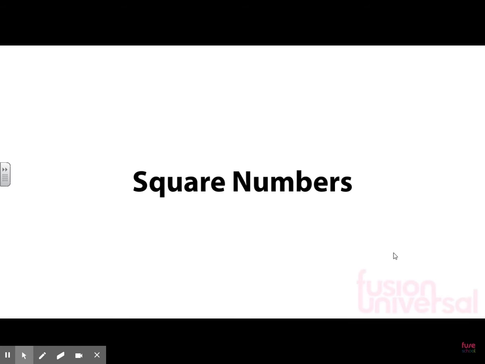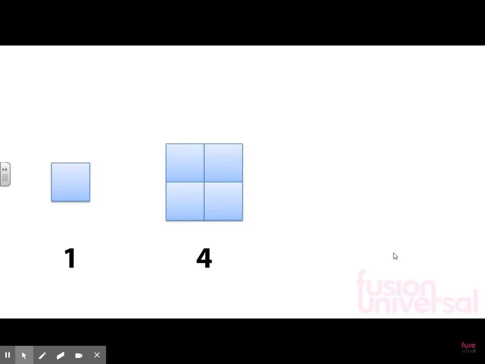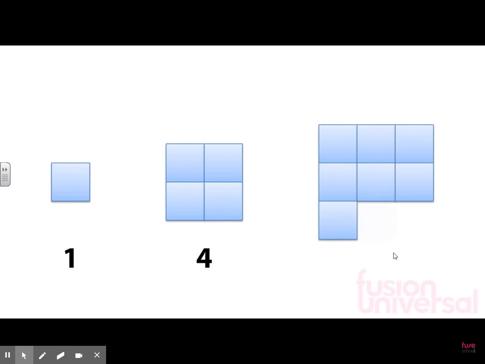Here are some patterns using square tiles arranged in a square. The first picture has 1 tile. The second picture has 4 tiles. The third picture has 9 tiles. We get these numbers as follows. The first picture has 1 row and 1 column. The second picture has 2 rows and 2 columns. And the third picture has 3 rows and 3 columns.